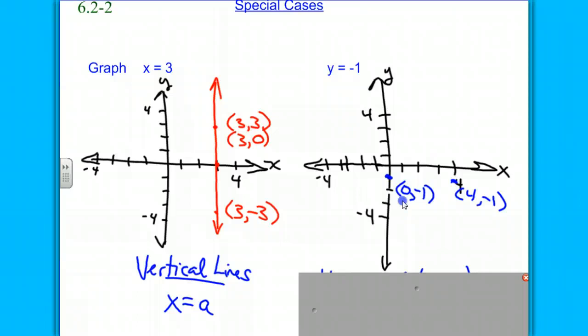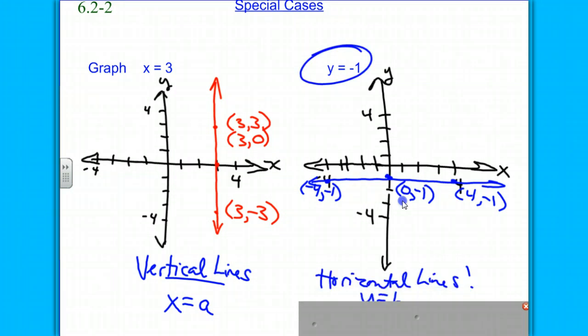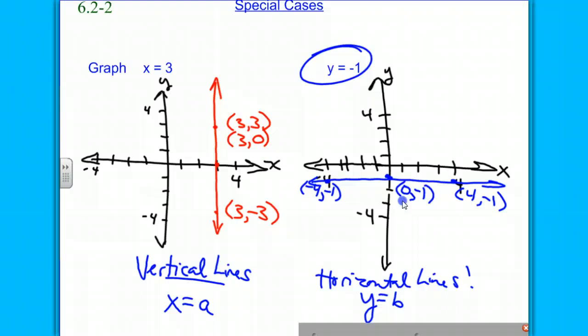We could do the same on the left. -4, -1 is right there. So now we have 3 points, which you can see are forming a horizontal line. So when you have an equation that says y equals some number, you do get a horizontal line. The y-axis is vertical, but you get a horizontal line.